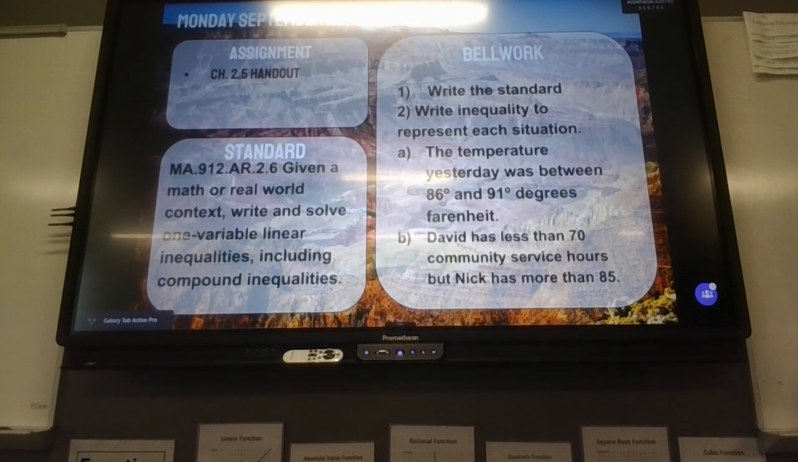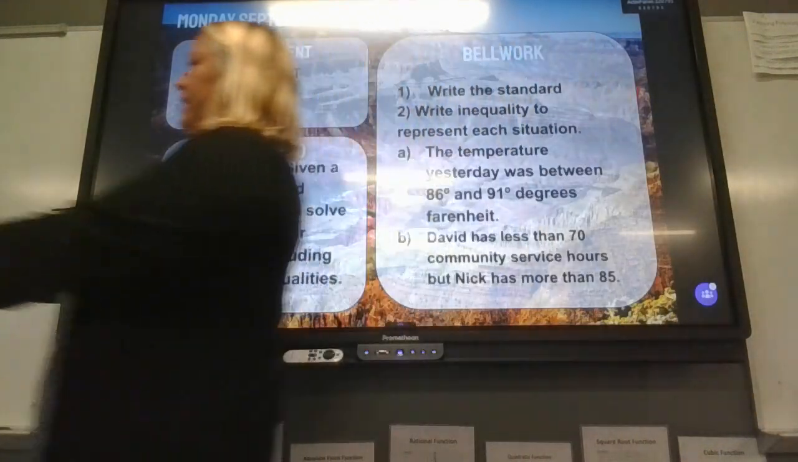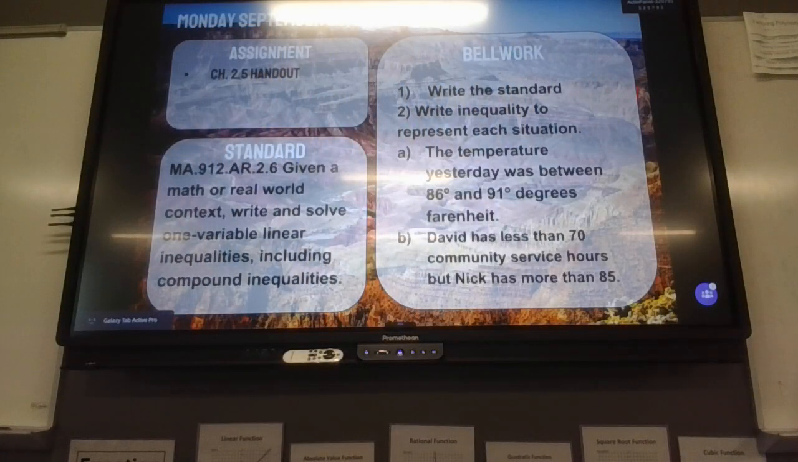All right, the temperature was between 86 and 91 degrees Fahrenheit. This is considered a compound inequality. So let's say I call temperature T. So I know it was more than 86 degrees. So I could say T is more than 86. But then it was less than 91.